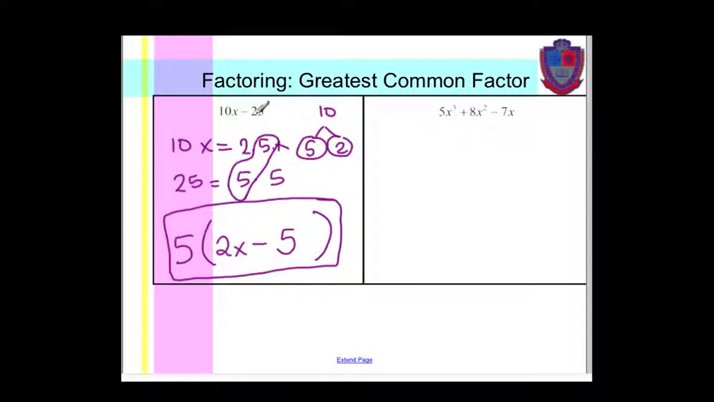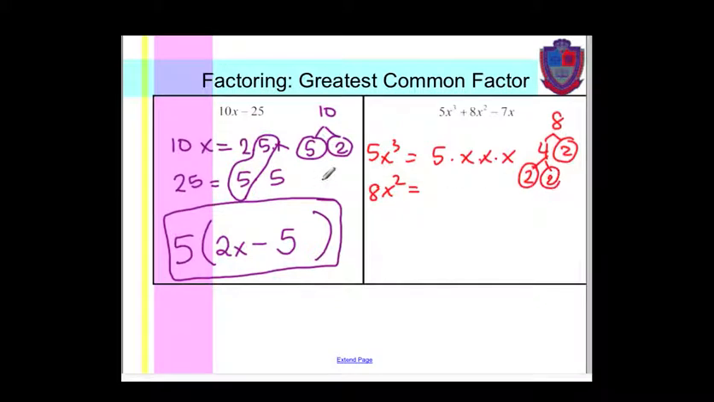Now let's take a look at this over here. We have 3 terms now. We have 5x to the third, so we know 5 is prime, and x cubed is x times x times x. 8x squared. If you're not sure, do it up here. 8 is 4 times 2, 2 is prime, and 4 of course is 2 times 2. So 8 is actually 2 times 2 times 2, times x times x, because I have x squared. I have 7x, and again, I know 7 is prime, and x is just x.